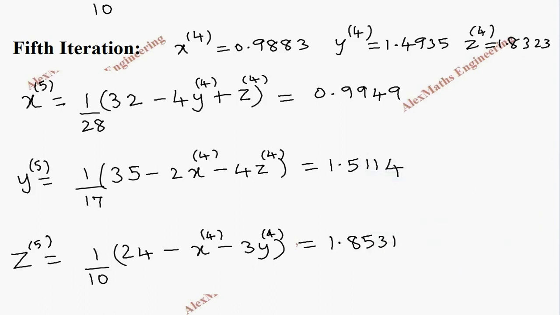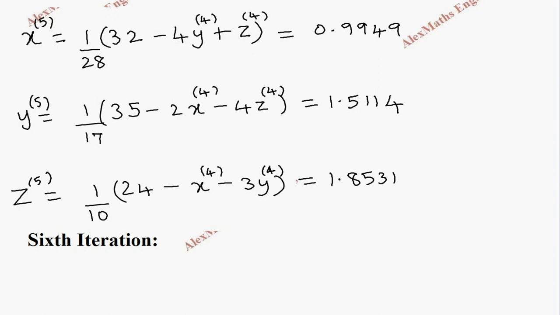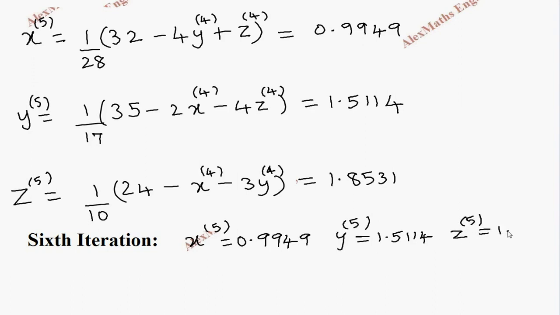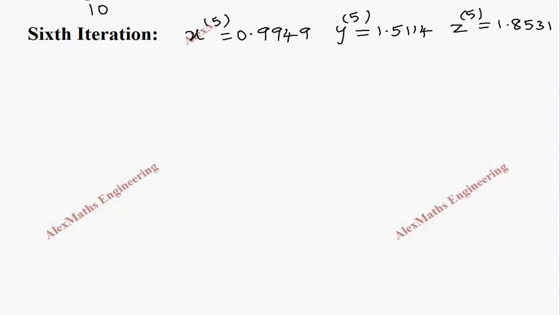Now we have to check this with the previous iteration values. The previous iteration values and the fifth iteration values are not the same. So we have to go for the sixth iteration. For the sixth iteration, we copy x of 5, which is 0.9949, then y of 5, which is 1.5114, then z of 5, which is 1.8531.